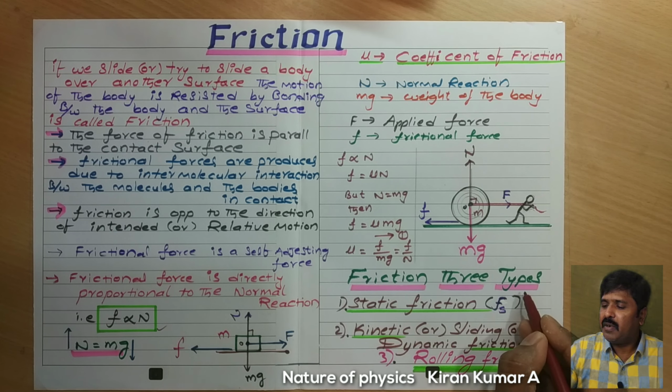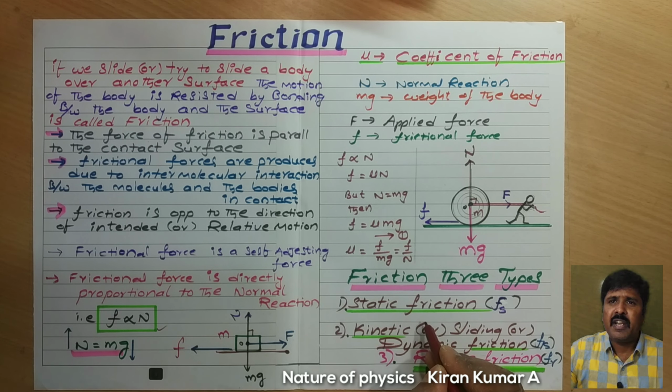Friction is classified into three types. One is static friction: a body at rest on the surface of another body is said to have static friction. Next, a body sliding over the surface of another body is said to have kinetic friction, or sliding friction, or dynamic friction, student. A body rolling on the surface of another body is said to have rolling friction.